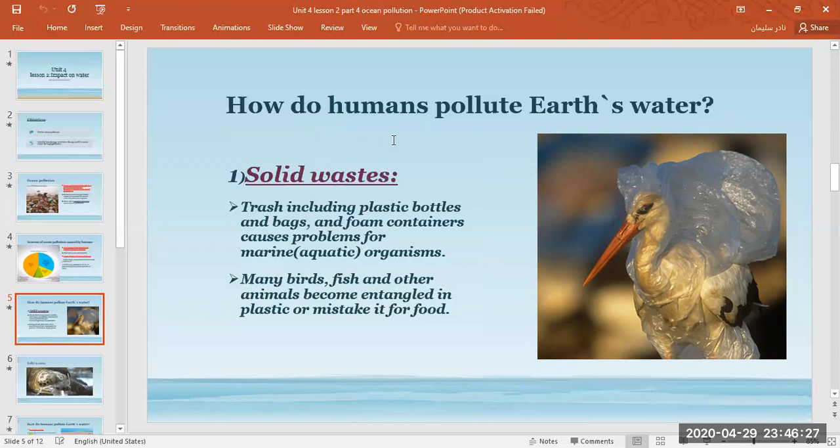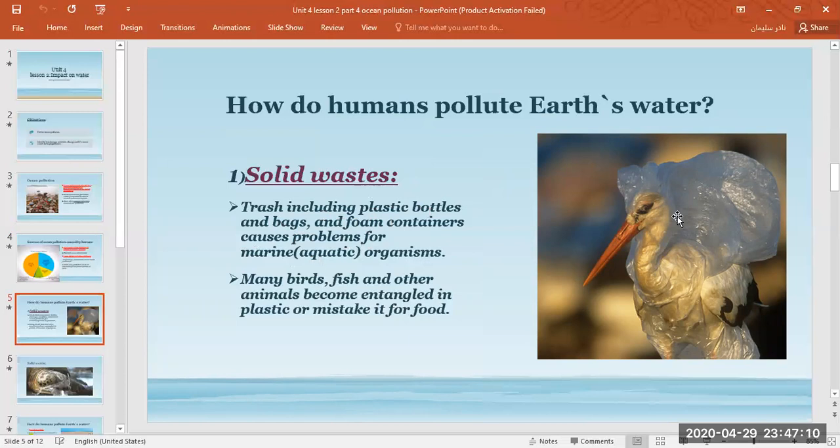The most of wastes are solid wastes, okay. These wastes like plastics, like plastic bags, plastic bottles, they are mostly thrown at the ocean, and are very dangerous for aquatic organisms. So solid wastes are the main cause of water pollution. They cause water pollution. Trash including plastic bottles and bags and foam containers causes problems for marine or aquatic organisms.